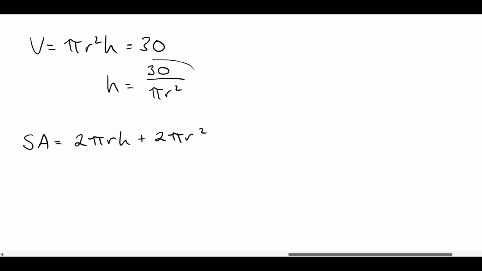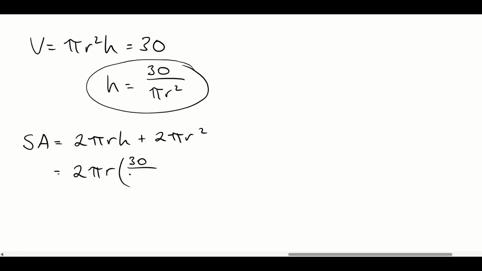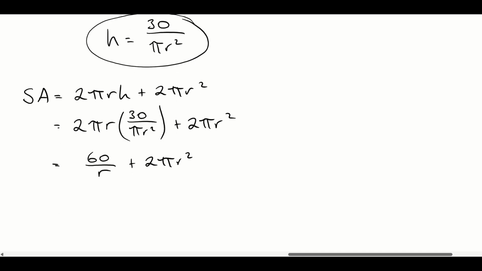Well, I've got an expression now for h in terms of r. So everywhere I see an h, I'm going to put this 30 divided by pi r squared in. So I get 2 pi times r times 30 over pi r squared plus 2 pi r squared. And if I simplify this down a little bit, I just get 60 over r plus 2 pi r squared, or I could just write that as 60r to the minus 1 plus 2 pi r squared.